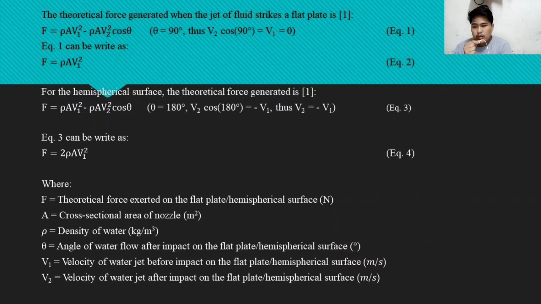A is the cross-sectional area of the nozzle. Rho is the density of water. Theta is the angle of water flow after impact on the flat plate or hemispherical surface. V1 is the velocity of the water jet before impact on the flat plate or hemispherical surface, and V2 is the velocity of the water jet after impact on the flat plate or hemispherical surface.